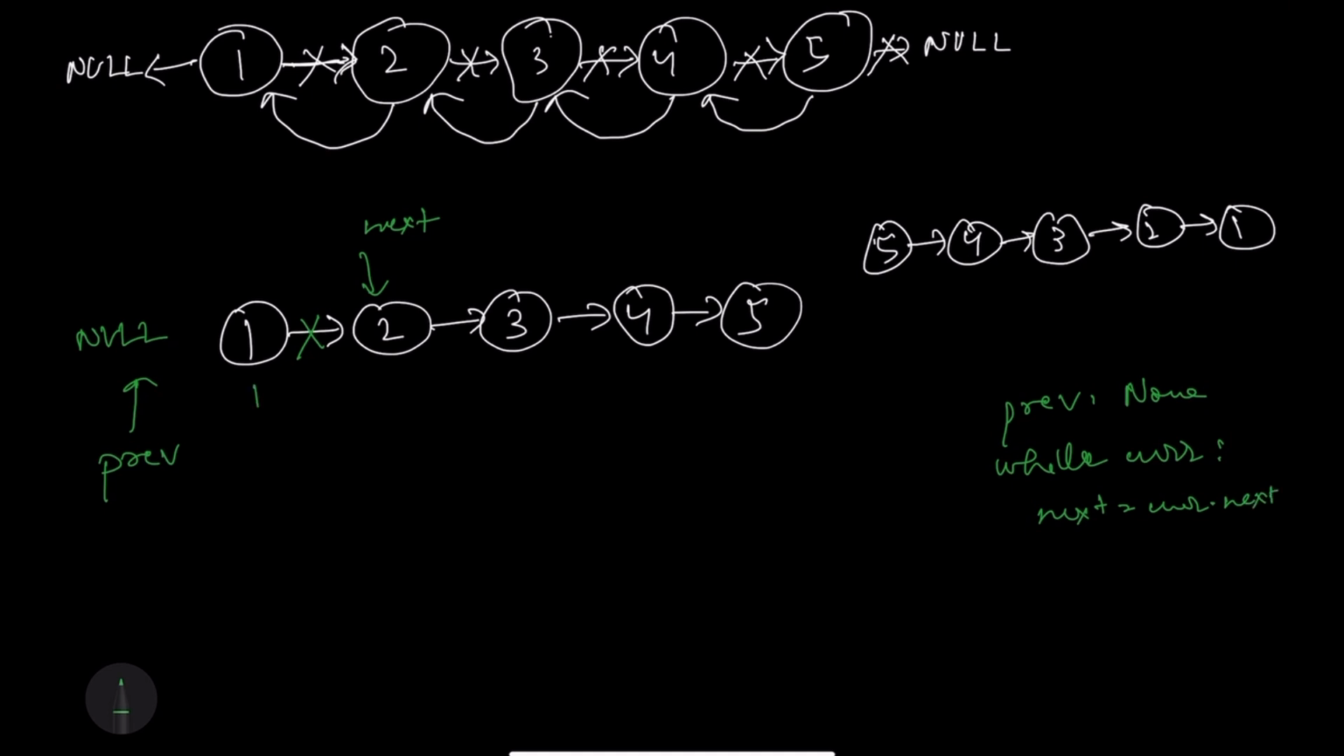Suppose this is our current pointer. This is where we are breaking the link. We would be connecting this to null. So our current dot next would be connected to the previous. We have connected it to our previous, and our previous would now have current, and our current will then move to next. So this is what we will follow.